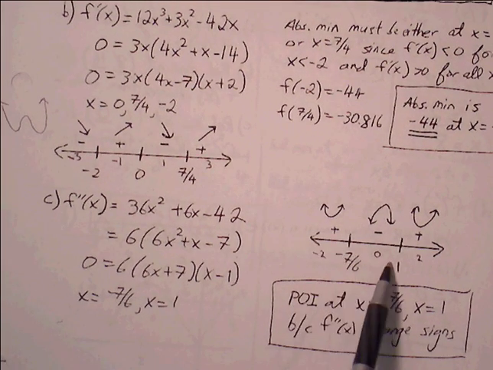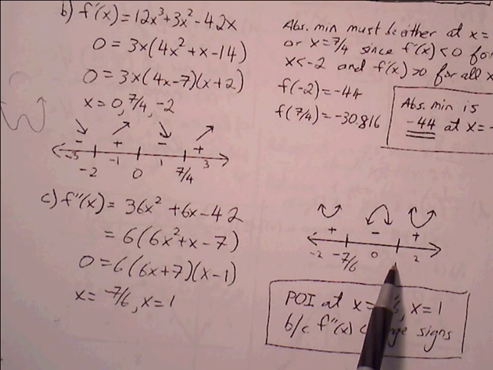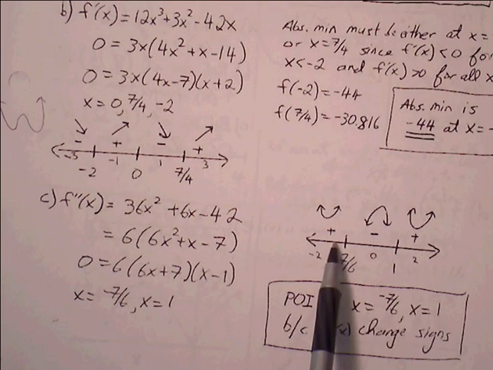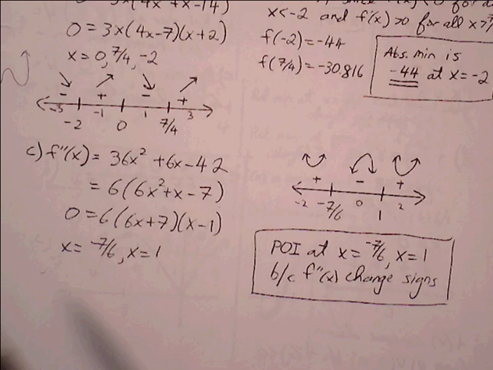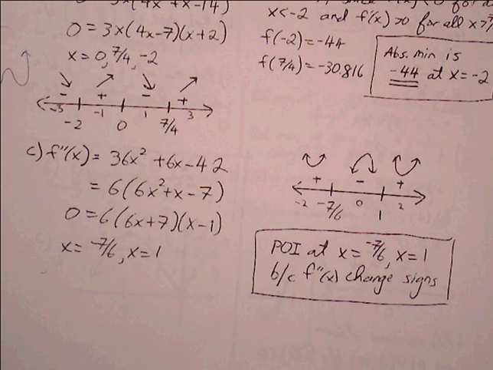Notice that at -7/6 there is a change in signs from concave up to concave down, and at 1 there is a change in signs from negative, concave down, to concave up. This confirms that both of these critical points will be points of inflection, simply because f double prime changes signs at those critical points.